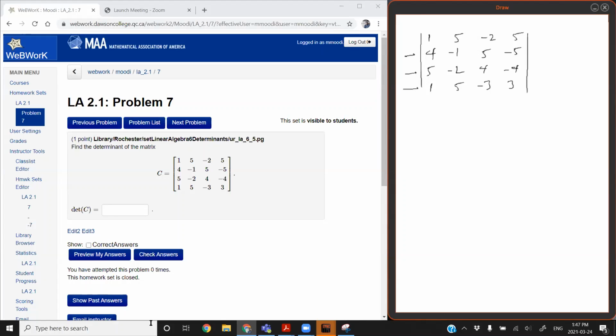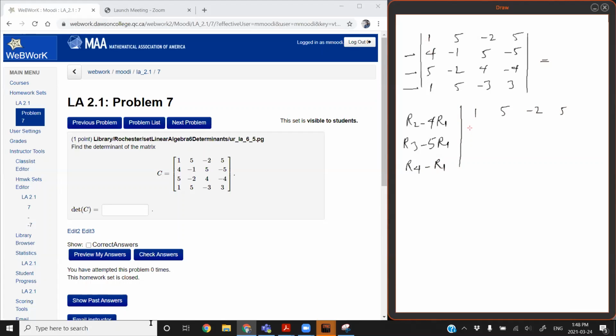Okay, let's do this one beginning by row reduction. I'm going to do row 2 minus 4 row 1, row 3 minus 5 row 1, and row 4 minus row 1. And this will not change the determinant. None of them will change the determinant. All of them are pivot operations.